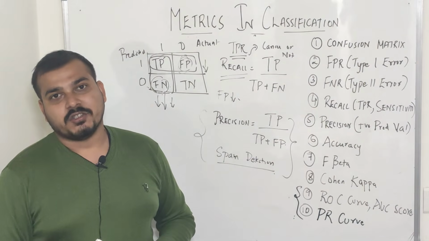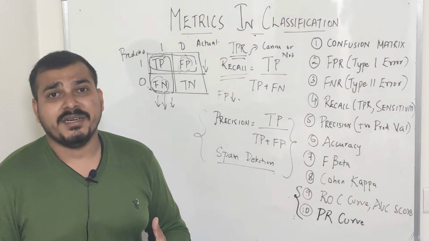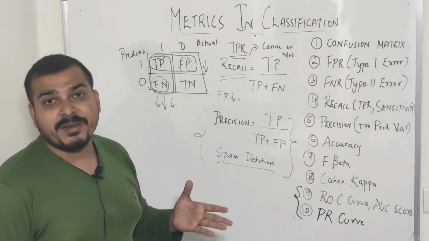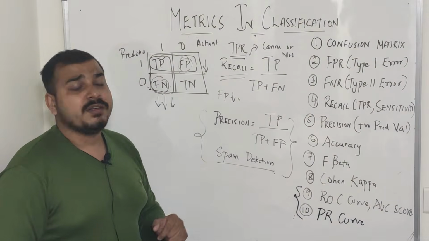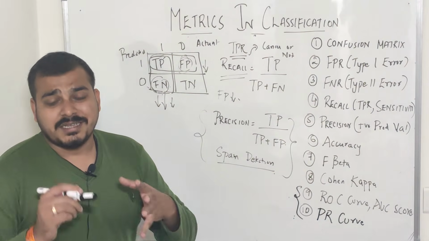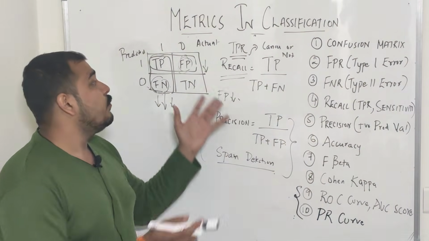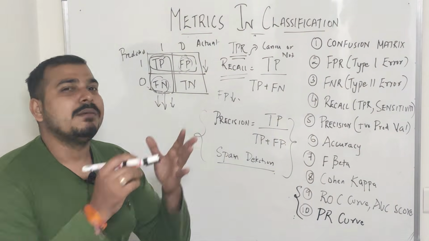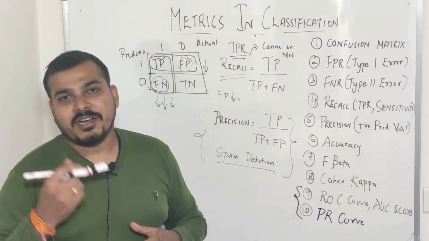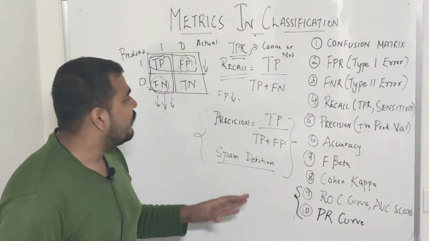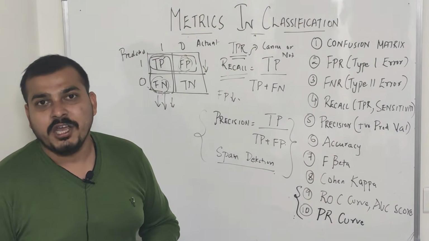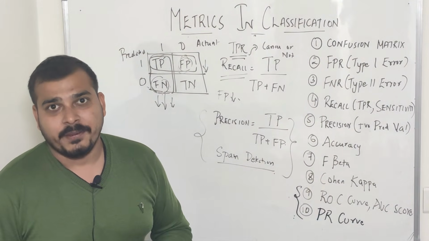Sometimes in some problem statements, even though recall plays a major role, that is false negative, or false positive plays a major role, you should try to combine both precision and recall to get the most accurate value. For that case, we use the F beta score. Now I'm going to define the F beta score formula for you so that you will be able to understand.